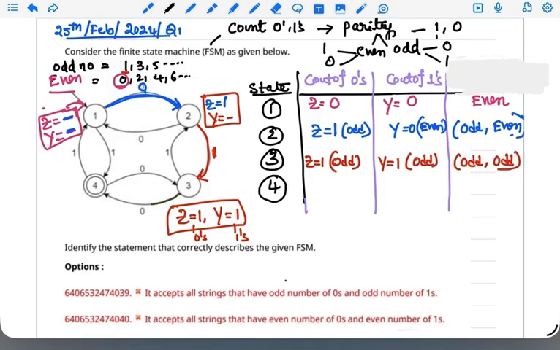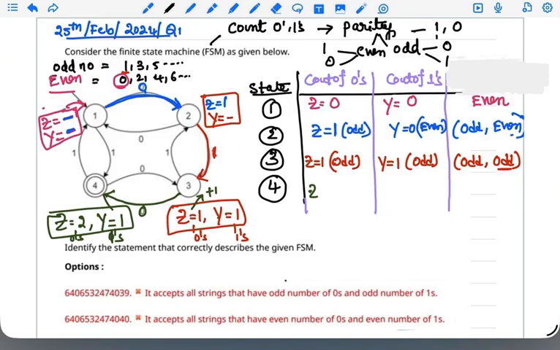Odd is the state 3 to state 4 by 0, the addition of zeros, right? That is the count is increasing by 1. So z represents the number of zeros, right? That is increasing to 2. And y is the same, y equals 1. The number of zeros increased, and the count of ones is the same as in the previous state.